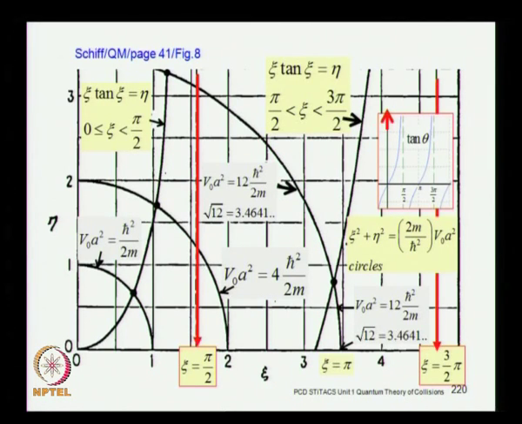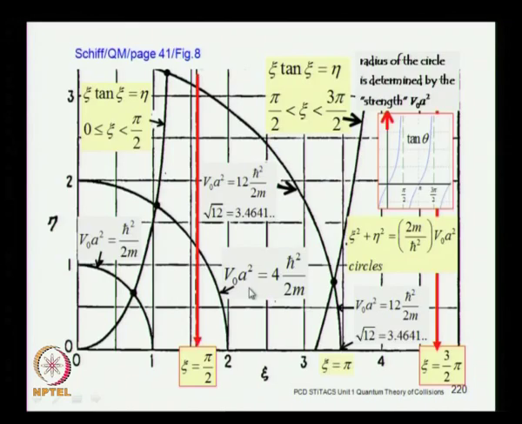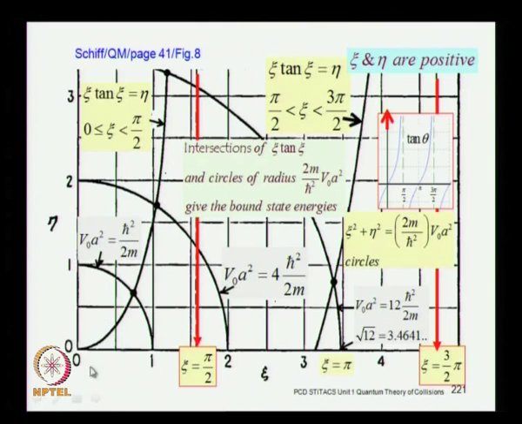Now, notice that the radius of the circle is determined by the strength of the potential, because this is drawn for V0 a square equal to h cross square over 2m, that is when xi will be equal to 1. This is drawn for xi equal to 2, which is when V0 a square will be equal to 4 times this. So, that is how you are getting the different radii, and they correspond to a different strength of the potential, and the intersections of these circles with eta equal to xi tan xi give you the solutions.